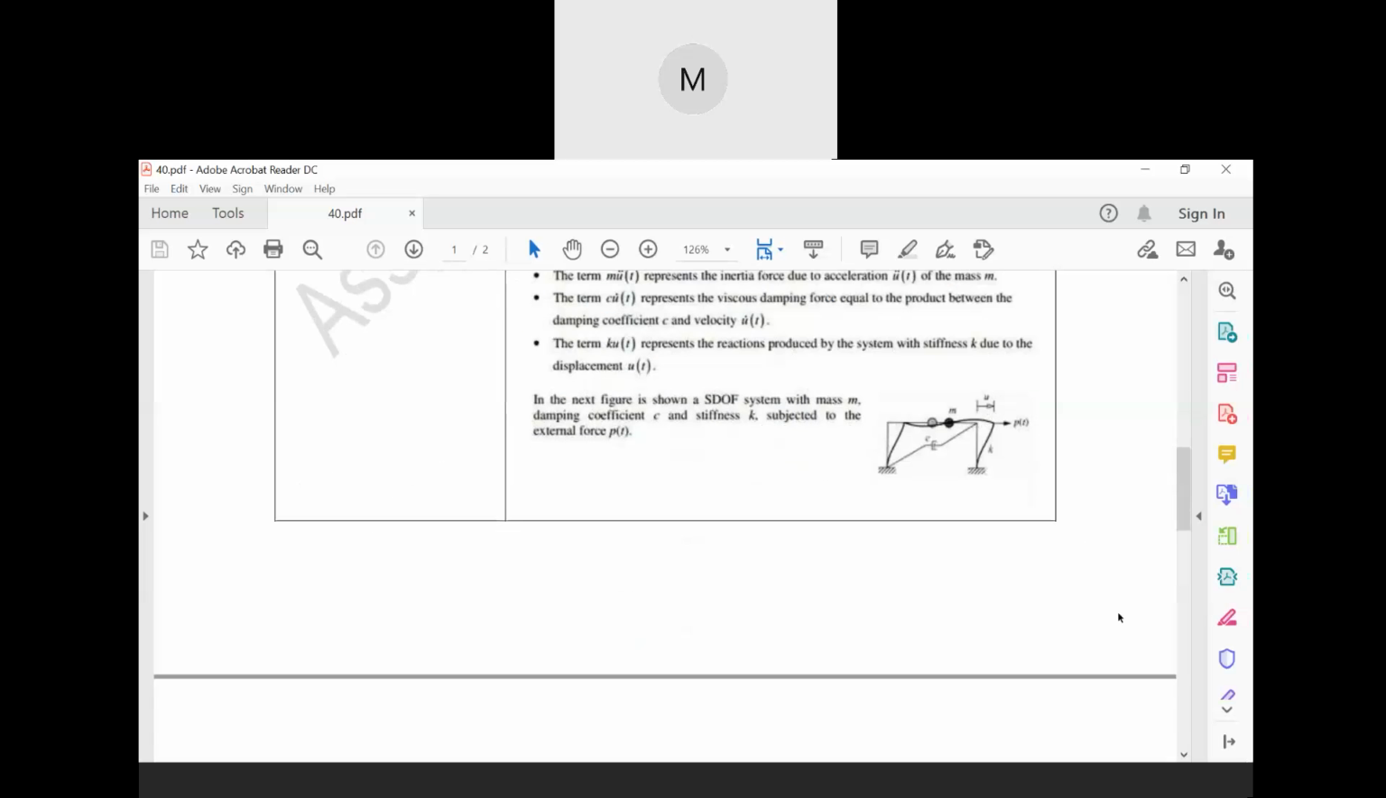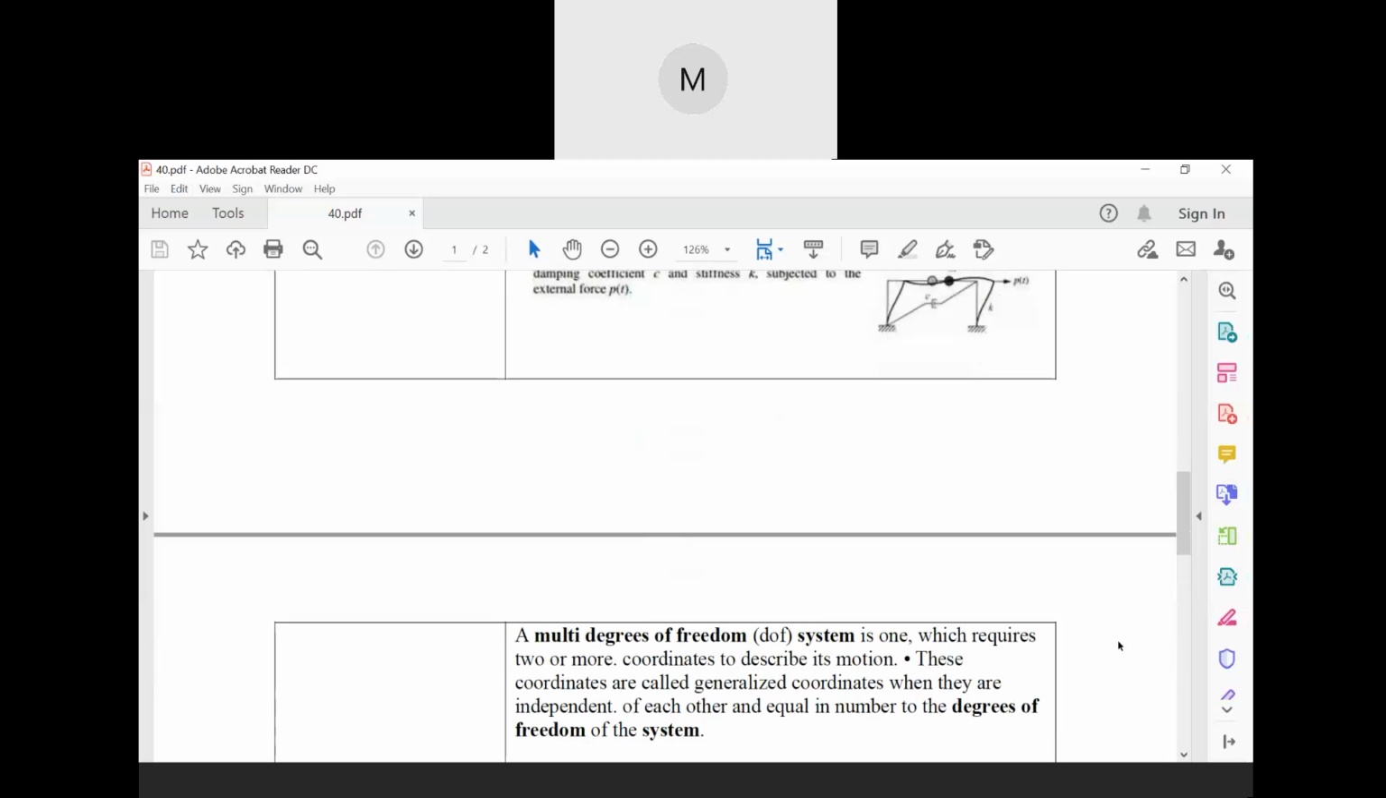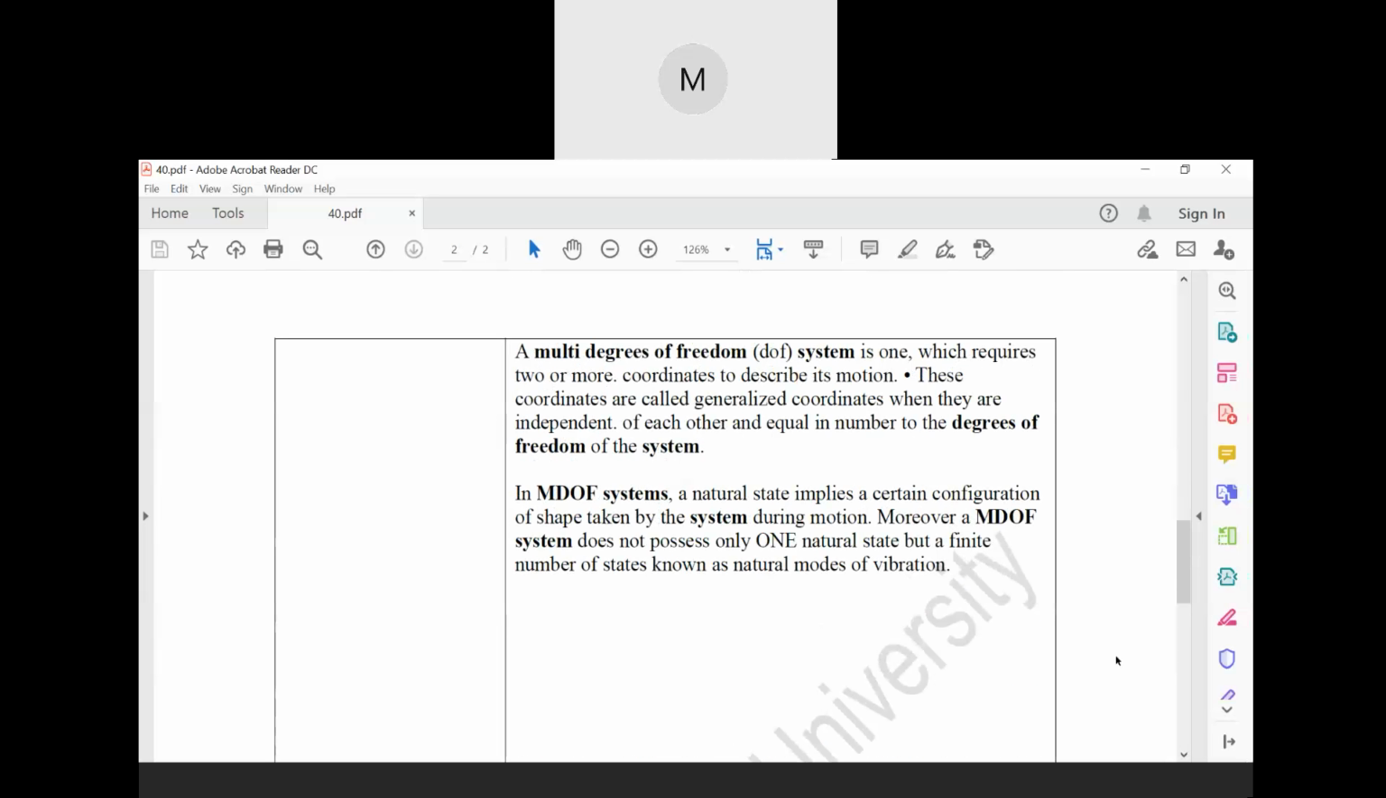Now this figure shows a single degree of freedom system with mass m, damping coefficient c, and stiffness k, subjected to external force P t. A multiple degree of freedom system is one which requires two or more coordinates to describe its motion. In a single degree of freedom system, only one coordinate is sufficient to describe the motion. Whereas in a multiple degree of freedom system, it requires two or more. These coordinates are called generalized coordinates, and they are independent of each other and equal to the number of degrees of freedom of the system.